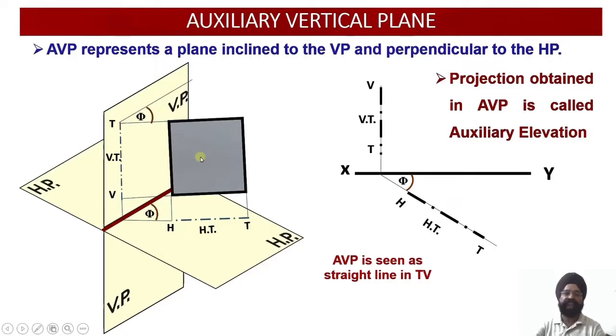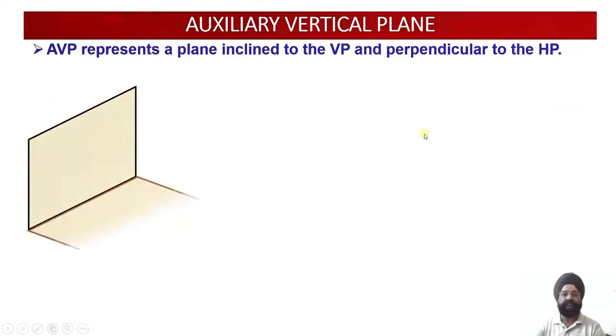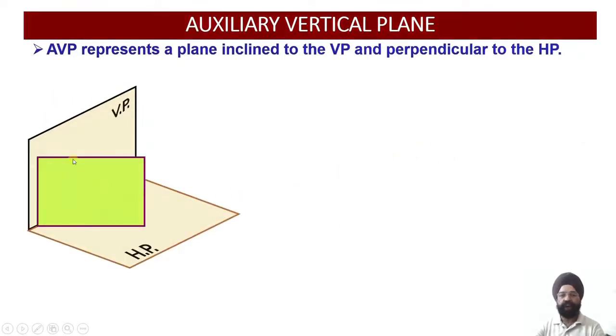Why is this called auxiliary elevation? Because the distances from the XY line of the projection lines from the elevation are drawn onto the AVP. That is why the view projected or obtained on AVP is called auxiliary elevation. Let us see the spatial orientation one more time. This is how we represent our AVP. AVP will be inclined with respect to VP at an angle of phi. So phi is the true angle of inclination of AVP with respect to the vertical plane, and it will be perpendicular to the horizontal plane.